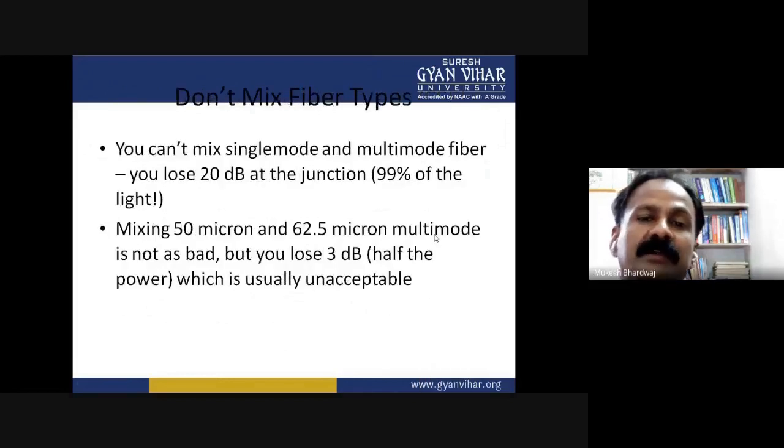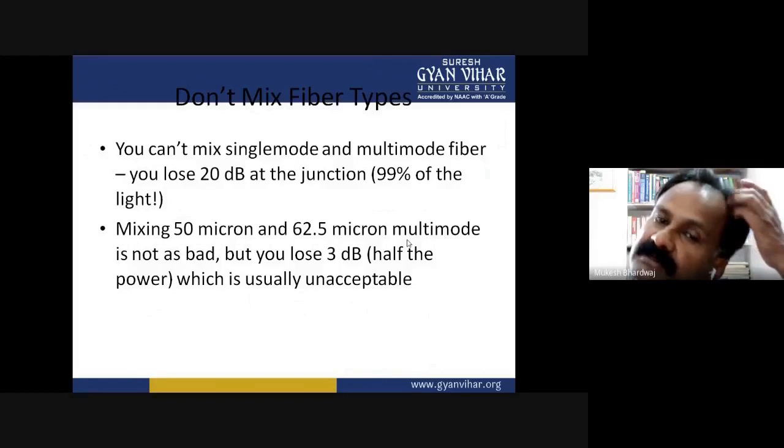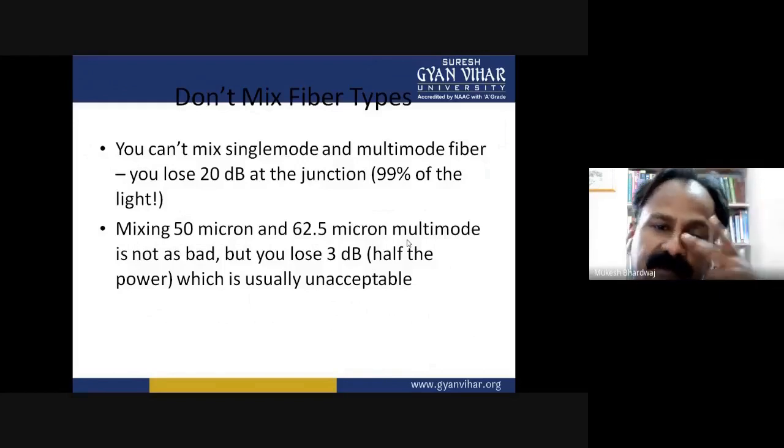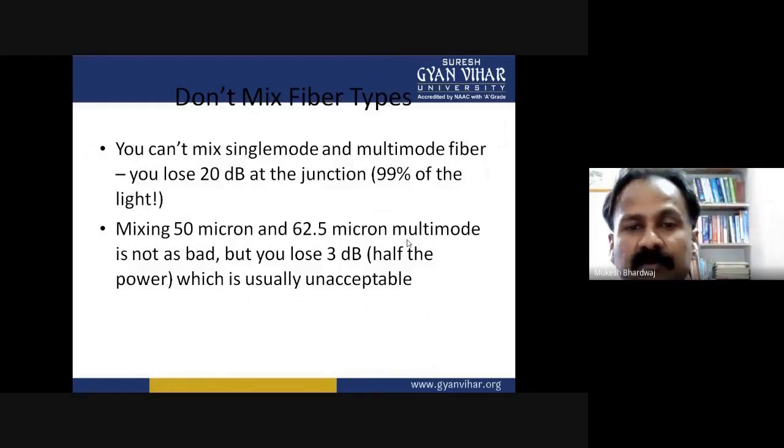You can't mix single mode and multimode fiber. You lose 20 dB at the junction. So we cannot mix fibers of different modes. Mixing 50 micron and 62.5 micron multimode is not as bad, but you lose 3 dB, half the power, which is usually unacceptable.